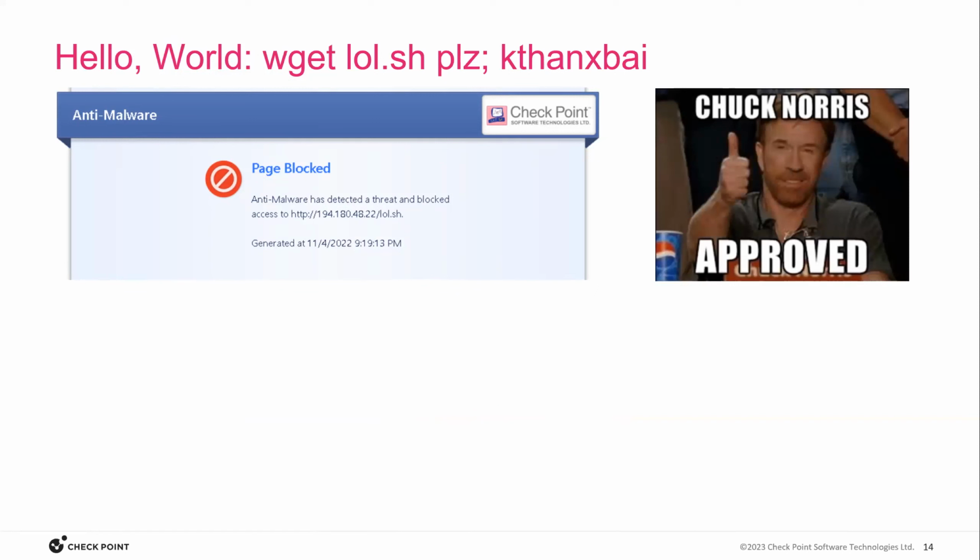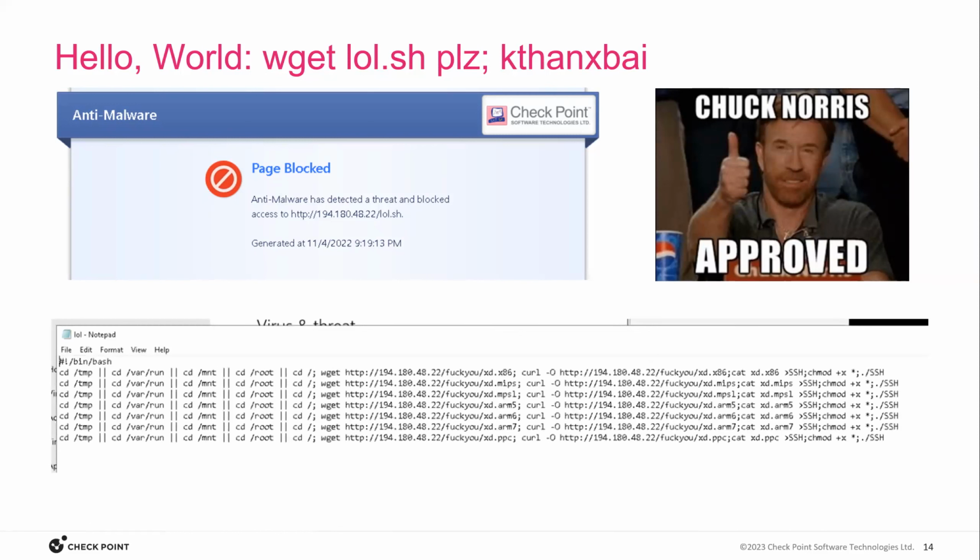So Check Point's Threat Cloud already knew about this IP address, and we were considering this to be malicious by anti-malware. But I really, really wanted to know what was in lol.sh. So I fired up another VM that had no antivirus on it and could get the file.